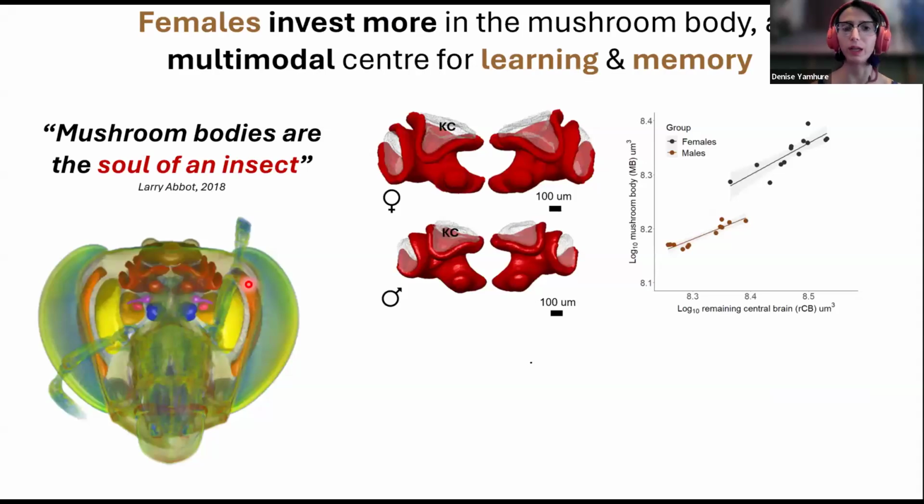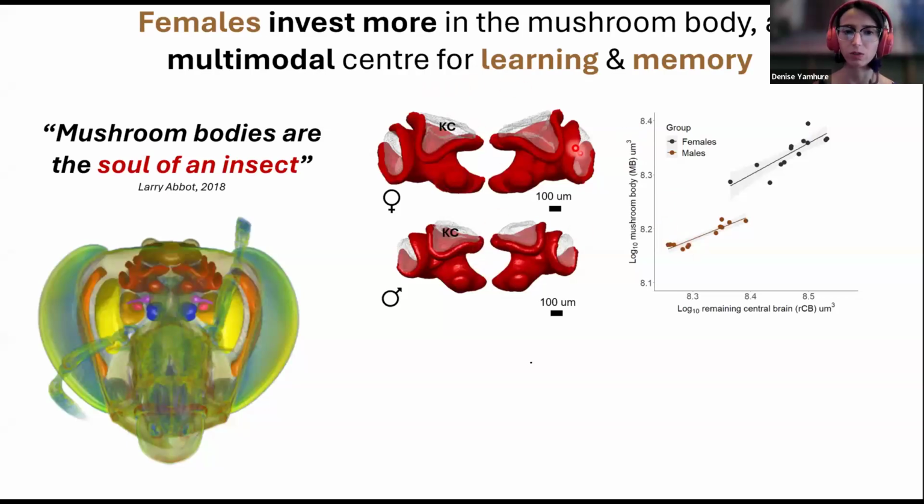The other part of the brain that shows strong sexual dimorphism is what we know as the mushroom body, which is a higher order processing center for learning and memory. And many authors have even described this as the soul of the insect. All cognitive processes are determined in the mushroom body, and it is the main area of the brain that controls complex behaviors in insects. And what we see here is that in this case, females are the ones that are relatively investing more in this processing center compared to males, seen here again by the regression lines where females have a higher intercept compared to the males.